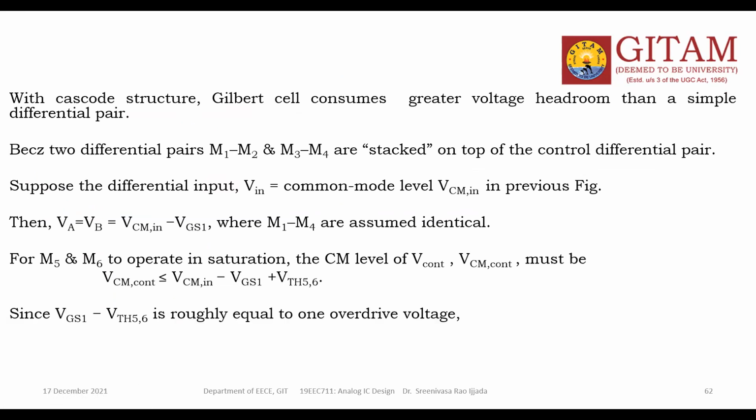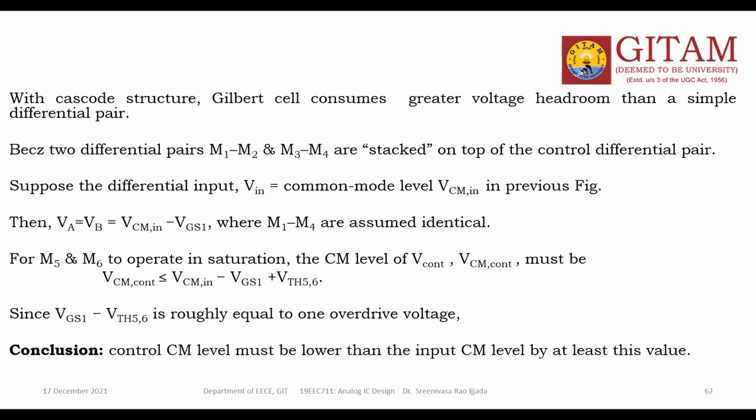Since VGS1 minus VTH is roughly equal to the overdrive voltage, what is the conclusion? The control voltage applied to M5 and M6 must be lower than the input common mode value, at least by this value. Clear? Then only the circuit will work, because you are applying the two input signals. Of course, including VDD, you can have three biasing circuits: one is VDD, one more is the control voltage, and one more is the VCM.